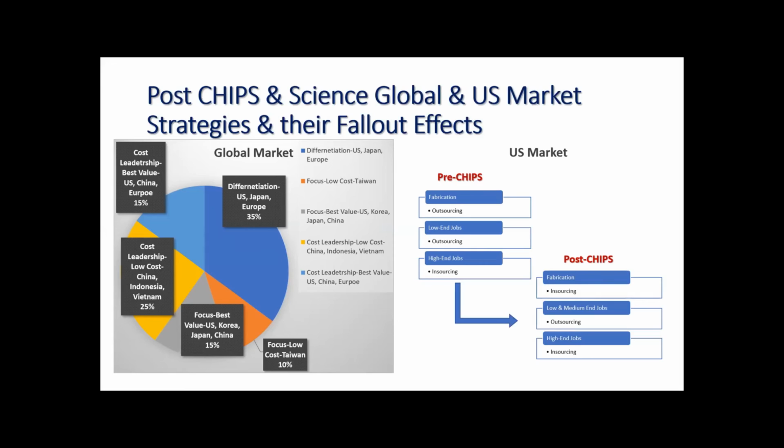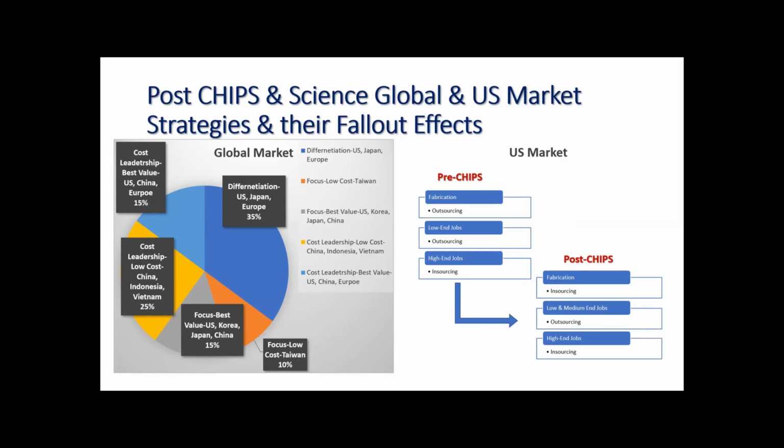And what will happen in the US market? In the US market, in the pre-CHIPS era, prior to this act, there was not a focus on fabrication. They were outsourcing it. Low-end jobs, they were outsourcing. That's why their number of employees is low and their efficiency is higher. And high-end jobs, they were insourcing through remote work and through working in their own country. But in the post-CHIPS era, their fabrication will be insourced compared to outsourced in the past. And low and medium end jobs will be outsourced.